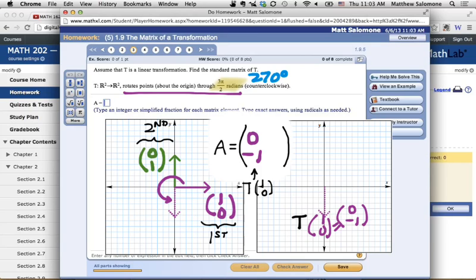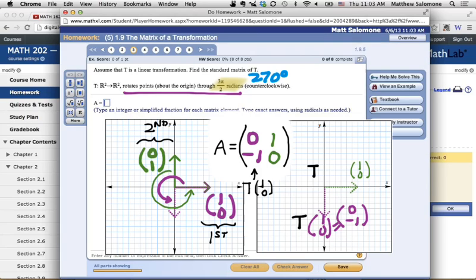So what does that make the second column? It's where 0, 1, the second standard basis vector, goes if we rotate it by 270 degrees. And sure enough, it does land on the positive x-axis. Specifically, it lands on the vector 1, 0. And so the second column in the matrix A is 1, 0.